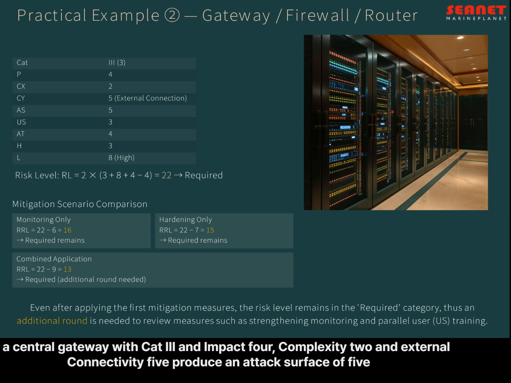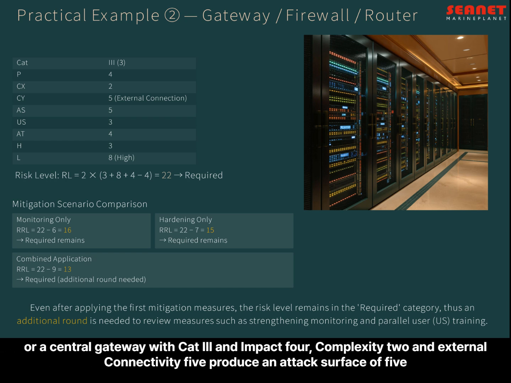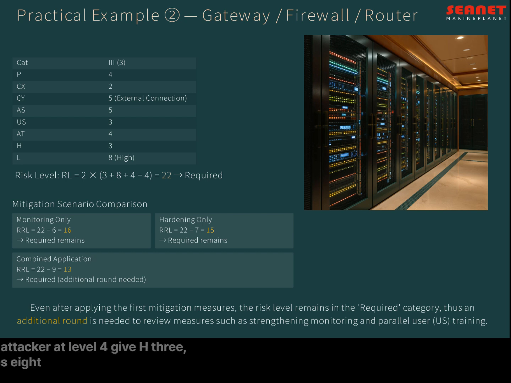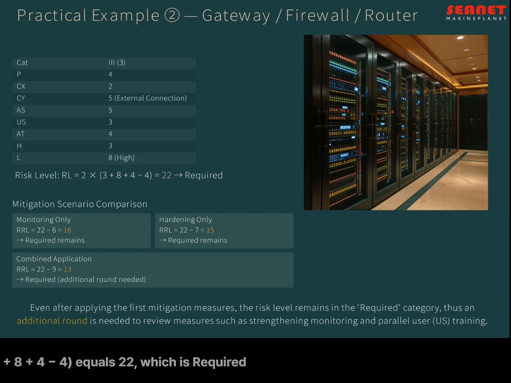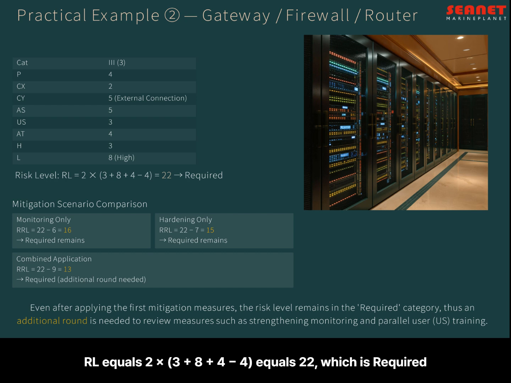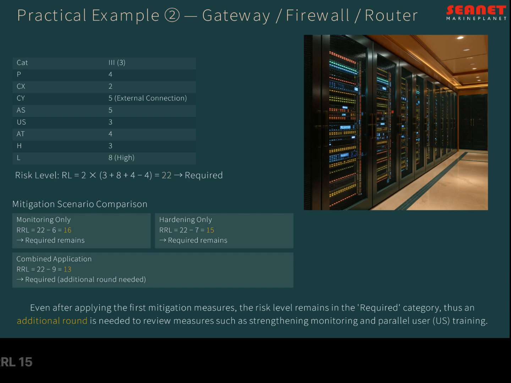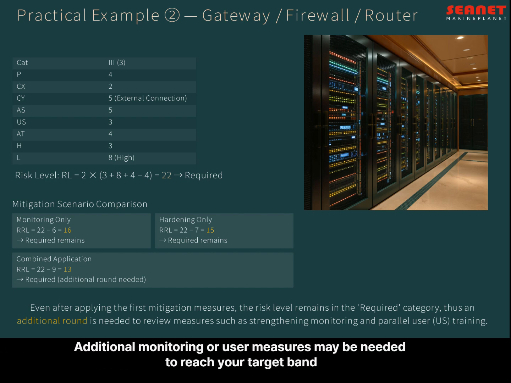Take a central gateway with Category 3 and Impact 4, Complexity 2 and External Connectivity 5, which produce an attack surface of 5. Users at Level 3 and an advanced attacker at Level 4 give H3, so L becomes 8. RL equals 2 times (3 plus 8 plus 4) minus 4 equals 26, which is required. Hardening alone reduces to RL 19. A mixed approach reduces to 17. Additional monitoring or user measures may be needed to reach your target band.